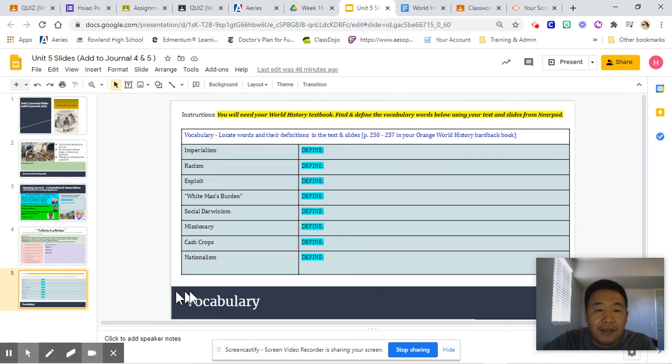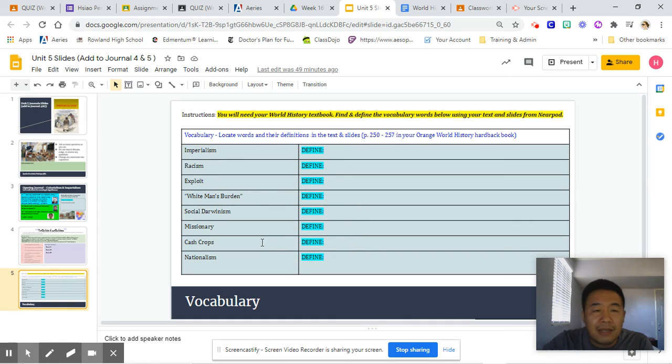Okay. All right, the last part is very simple. It's very straightforward. You're going to be doing vocabulary, and so you want to be looking for a few items based on this list. Okay, so you're going to locate these words on pages 250 to 257 in your orange world history hardback book. Okay, so you can't miss it. That's the big one. And make sure that you also check the slides from our Nearpod for some of these words. They do come up a few times, but make sure that you're looking at them and defining them.